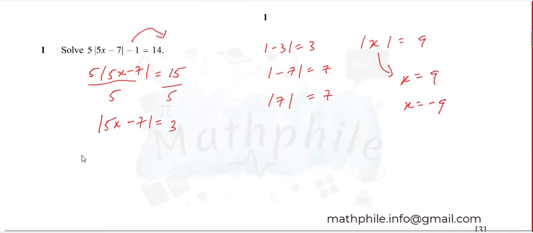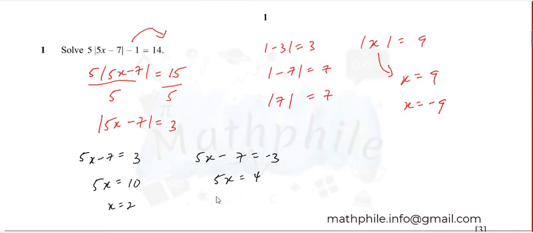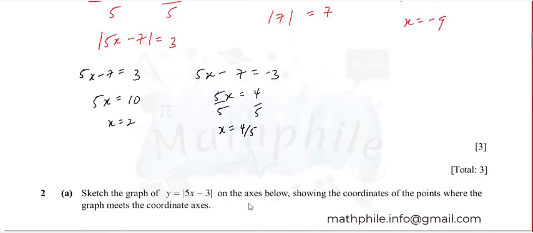So that expression you see, 5x minus 7 is equal to positive 3, and at the same time 5x minus 7 can be equal to a negative 3. So we solve this equation, move the 7 to the other side, you get 5x equal to 10, then x is equal to 2 by dividing everything by 5. Then we do the same thing, we add 7 to both sides of the equation, you get 5x to be equal to negative 3 plus 7, which is going to be 4. Then divide everything by 5. Then x is equal to 4 over 5. So that will be the first one.